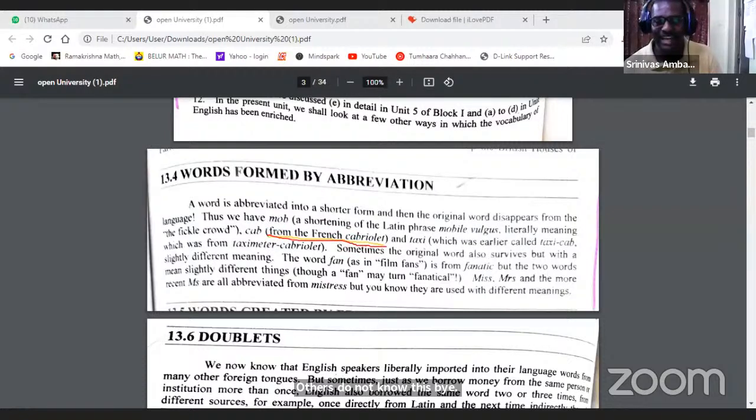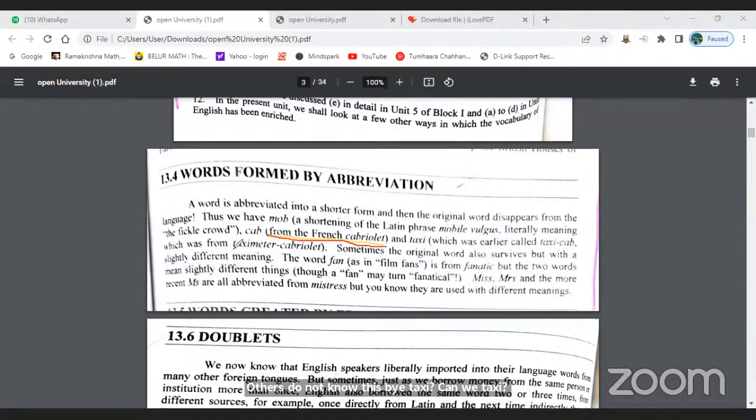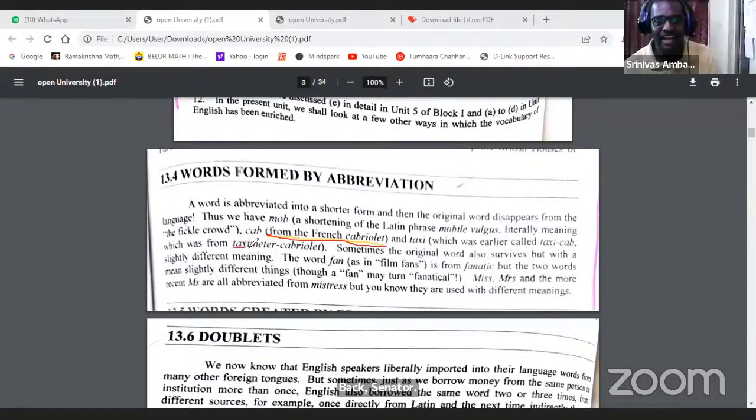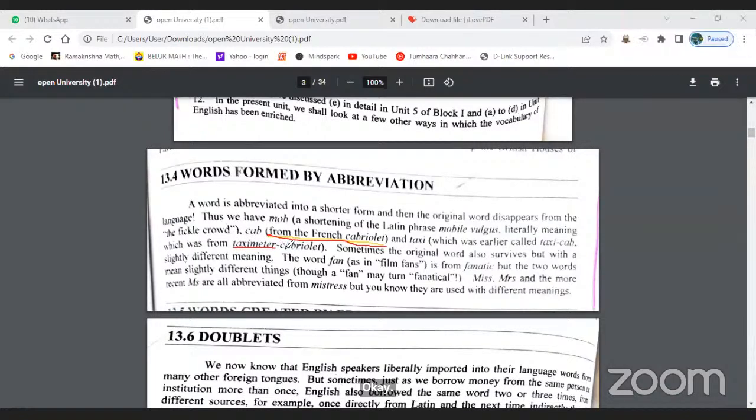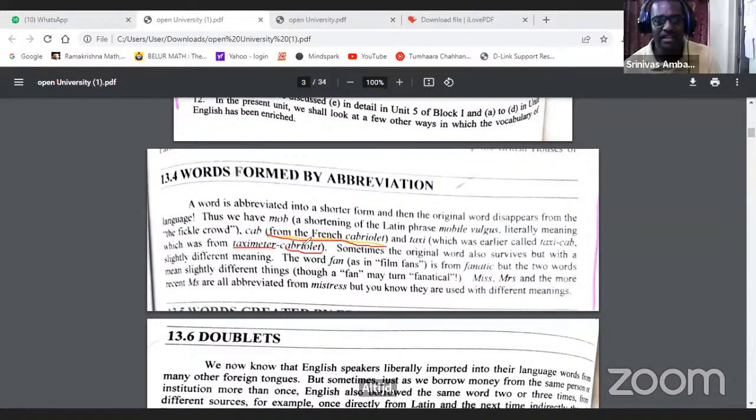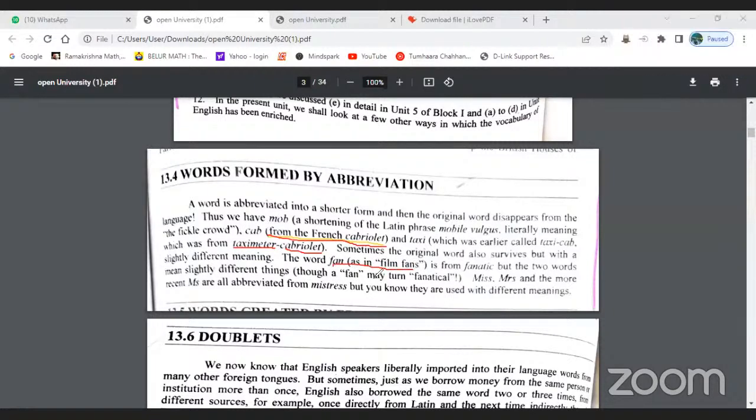Taxi. Tell me taxi. Taxi cab. Taximeter. Taximeter is the full form. Cabriolet is full, but we are using cab. Yeah, we are using taxi. Taximeter. And film fans, actually it is film fans. Now we are using only fan. Fan. Right? And like this.